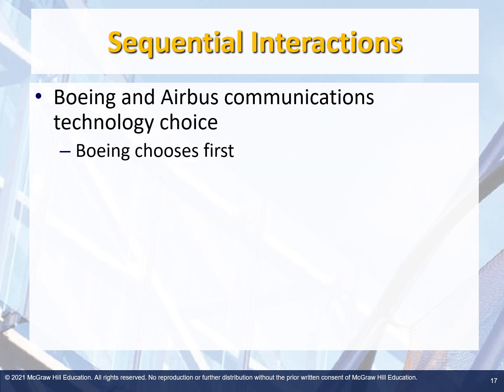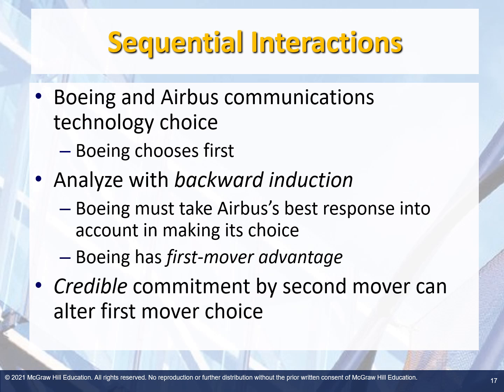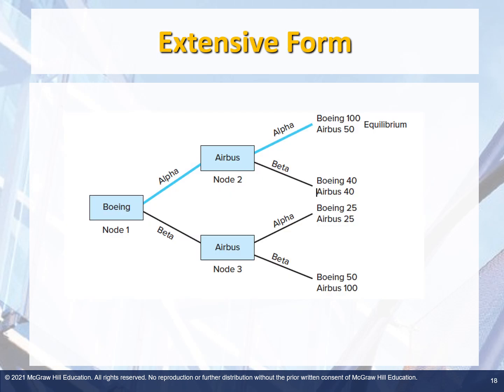Real business often involves sequential moves where timing matters. When decisions happen in sequence, we analyze them using backward induction and extensive form games. The tree diagram shows Boeing choosing first, then Airbus responding after observing Boeing's choice. This is very different from simultaneous moves.